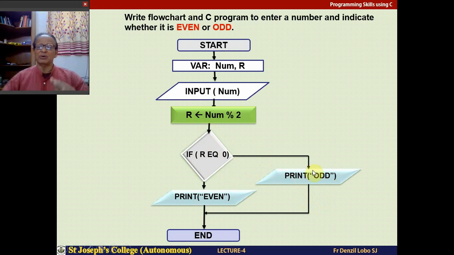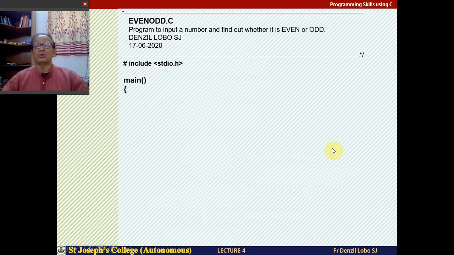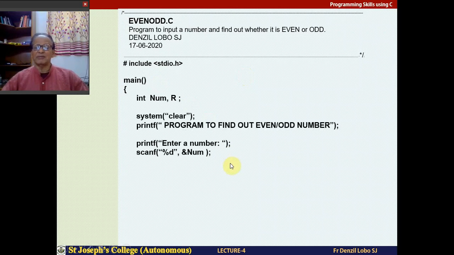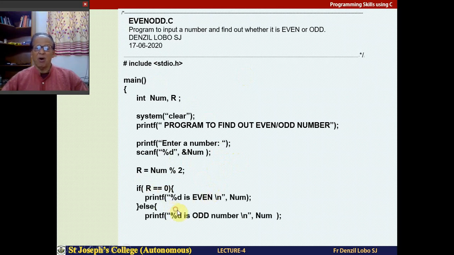My dear friends, again you take this flow chart, write this flow chart, pause your video, and then convert this flow chart into your C program. And name should be even odd.c. Please remember that. Your name, as I said, should be representative of what you are going to do. So number, num and r, clear the screen, give a title for the program, enter a number, percentage %d number, and you find the remainder, and then ask if r is equal to 0, then it is even, or else it is odd.